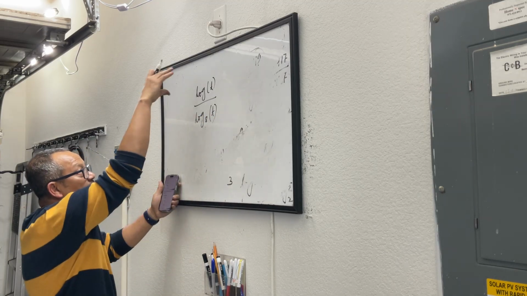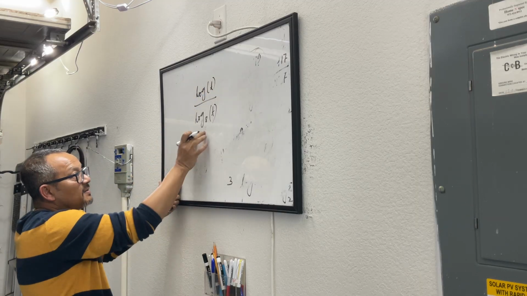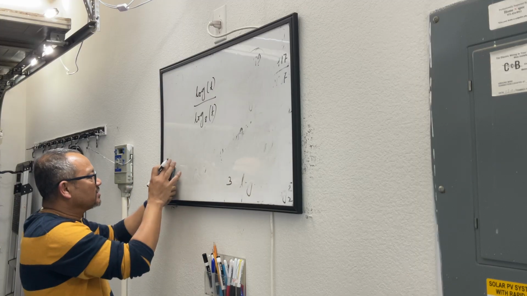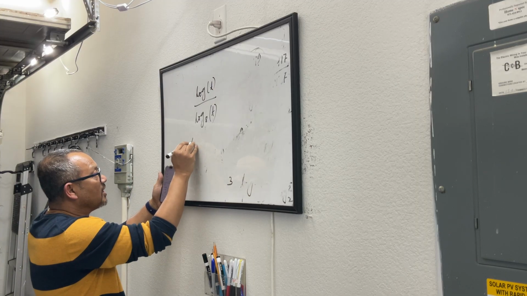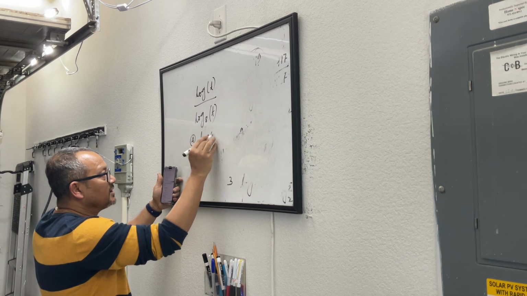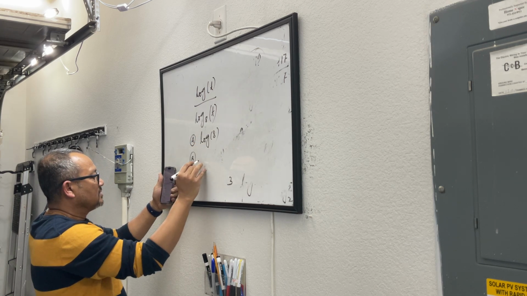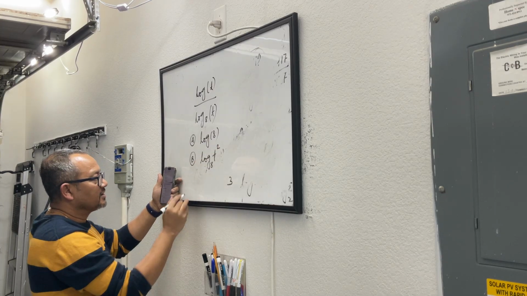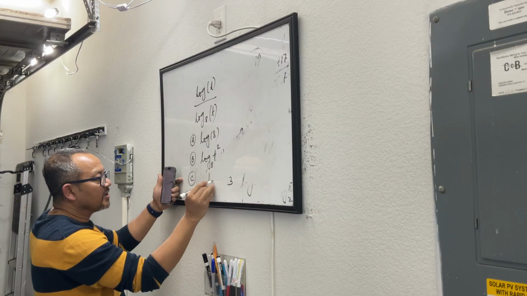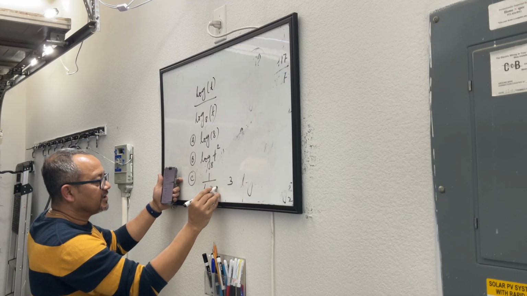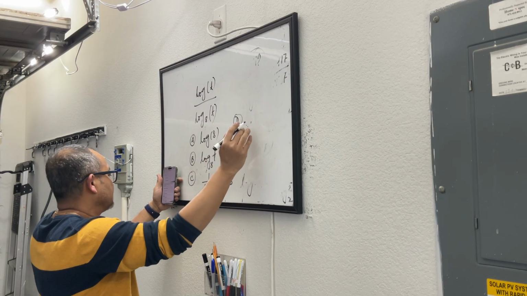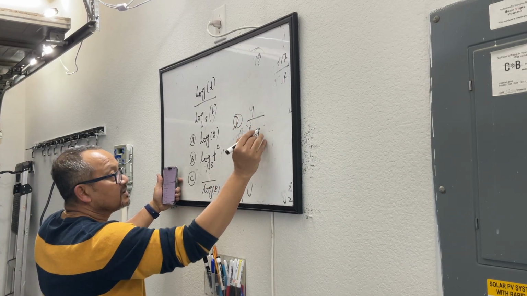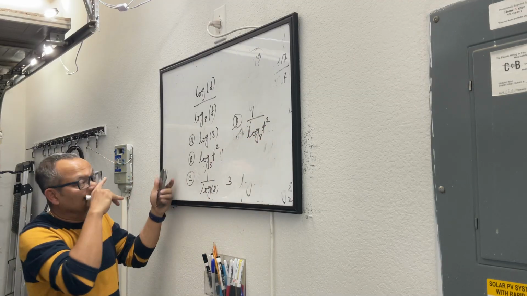You have to find out the value for log of t divided by log of t base 8. Here you don't have a base, so you can choose the base of your choice. The options are: A, log of 8; B, log of t square base 8; option C is 1 by log 8; and option D is 1 by log of t square base 8.